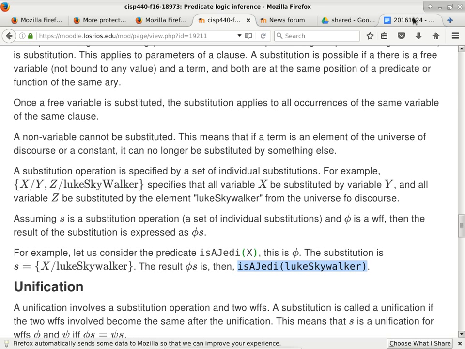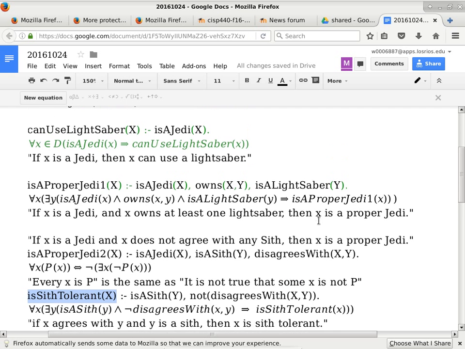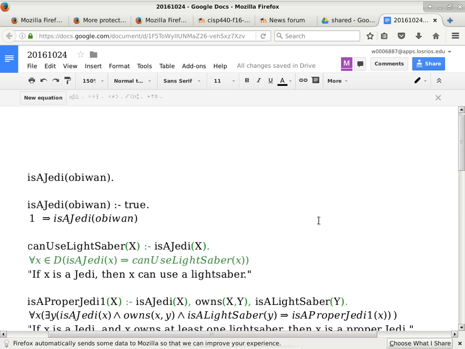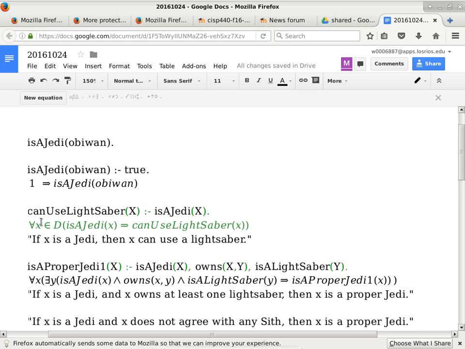Okay, let's switch back to the example here. We will go for something that's easier, like this part here. We'll just focus on the fact that we know that Obi-Wan is a Jedi, and the fact that we also know that every Jedi can use a lightsaber. The ownership is optional, but every single Jedi can use a lightsaber. So we look at these two specifically, and then we ask, how do we conclude that Obi-Wan can use a lightsaber? That's the question.